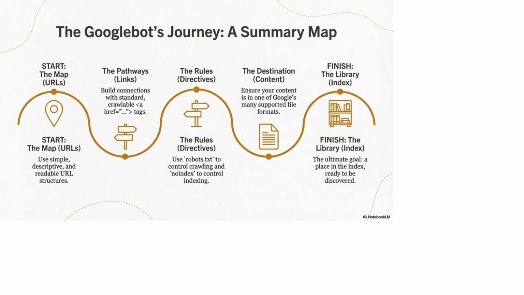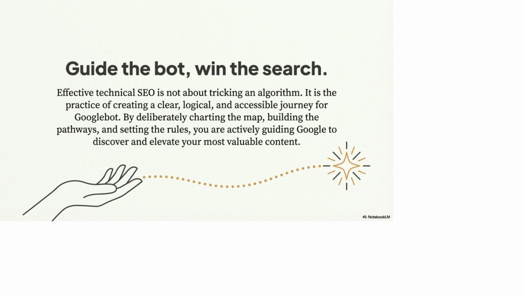This summary map outlines the Googlebot's journey, starting with readable URLs, building pathways with crawlable links, using directives for control, reaching supported content formats, and finishing in the index. To guide the bot and win the search, focus on creating a clear, logical, and accessible journey for Googlebot. By mastering these stages, you elevate your most valuable content.